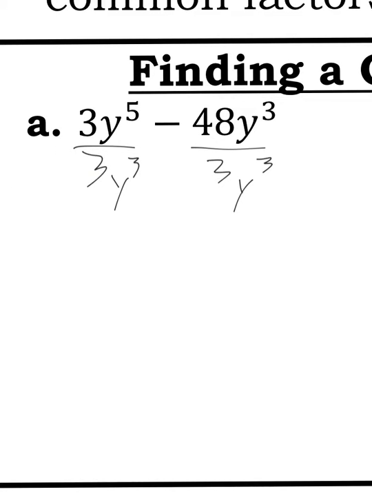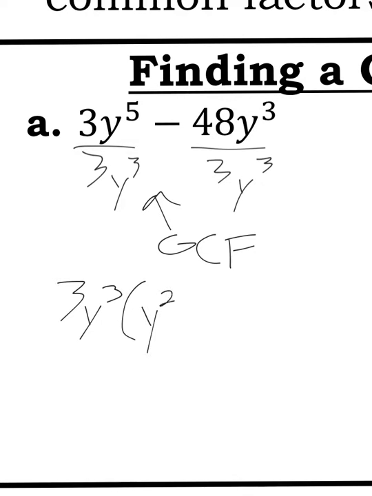So once you have your greatest common factor identified, I'll put a GCF right there. Just write it on the outside, and then you're basically dividing it out. So write what's left on the inside. What's left is y squared, because you subtract your exponents. 5 minus 3 is 2, and the 3's cancel. And 48 over 3 is 16, so minus 16. And then your y's cancel altogether there because it's y to the 3rd divided by y to the 3rd. So you're left with this.